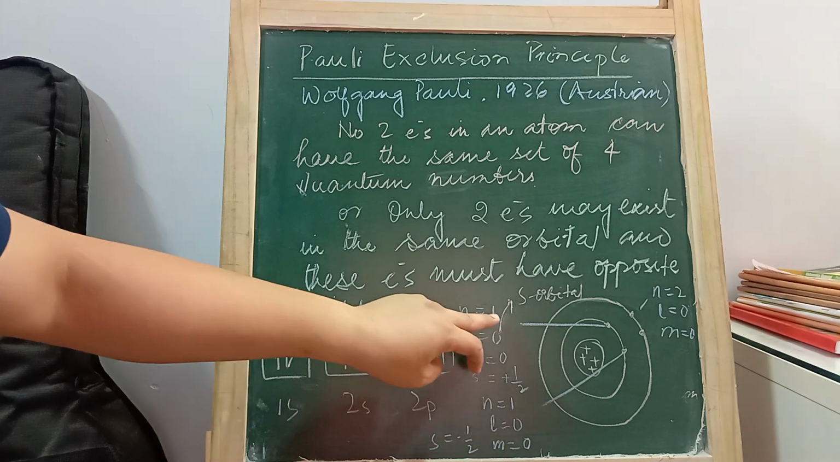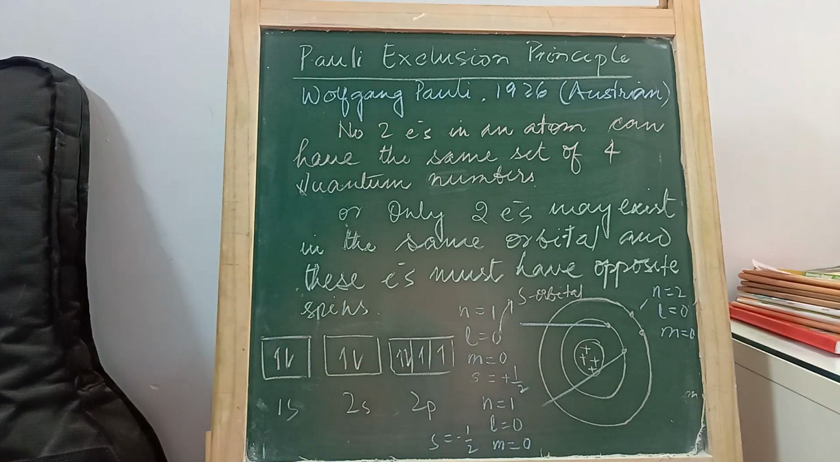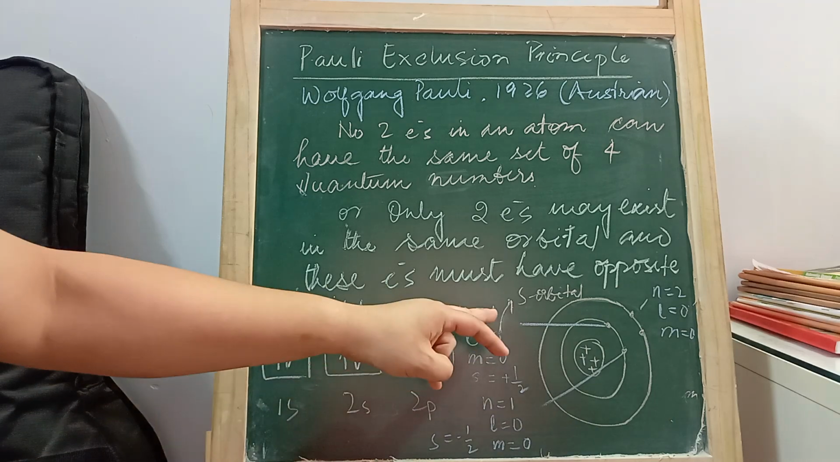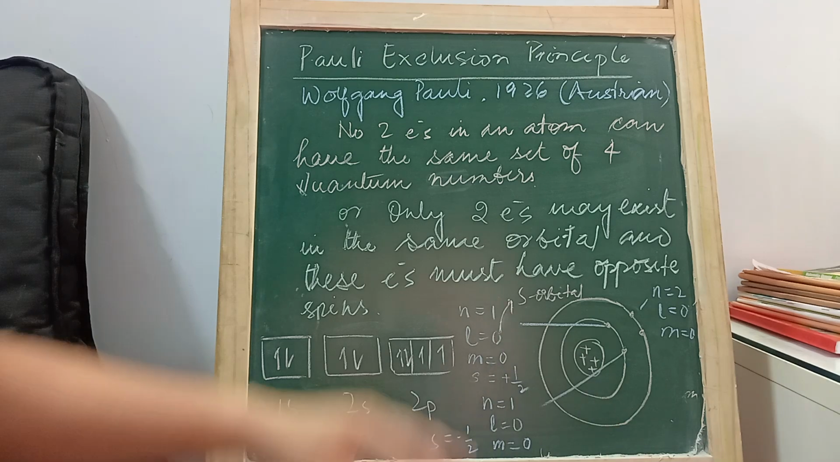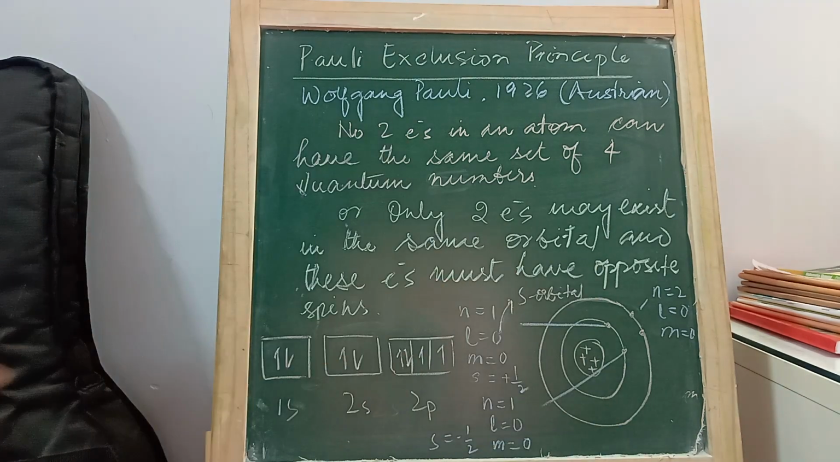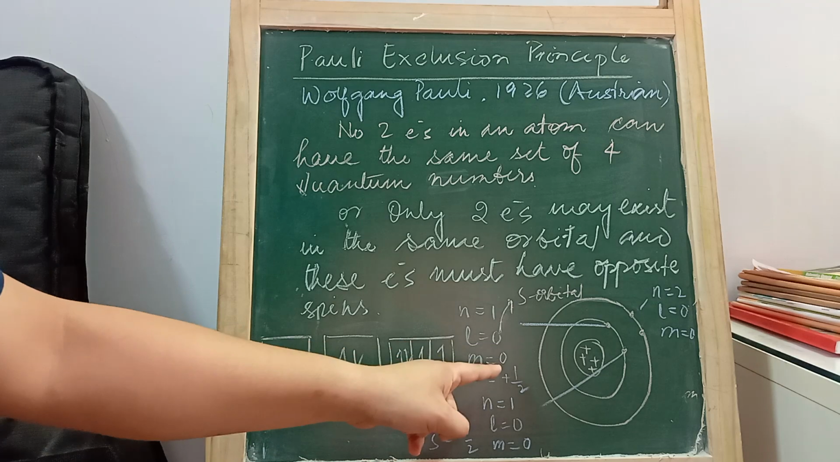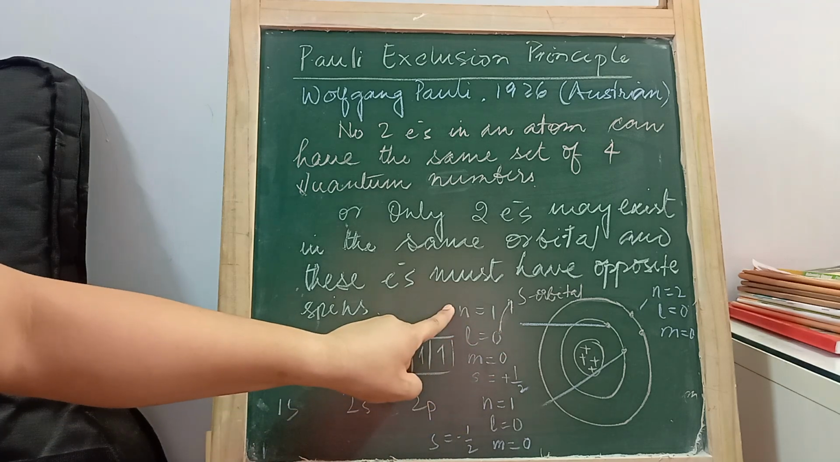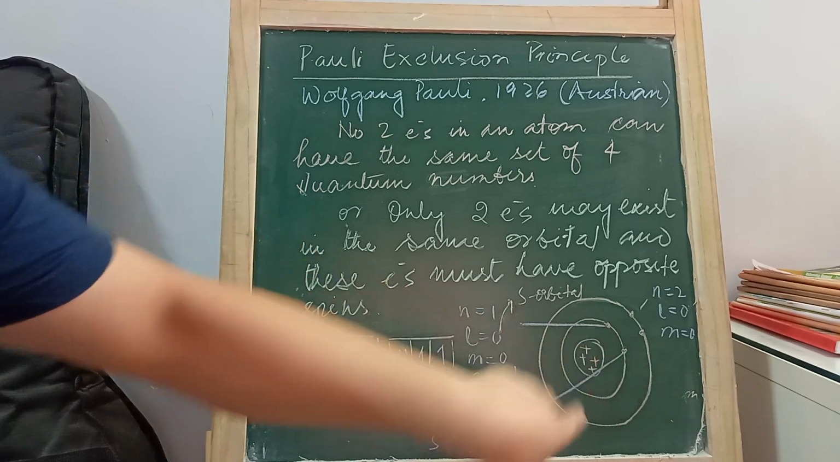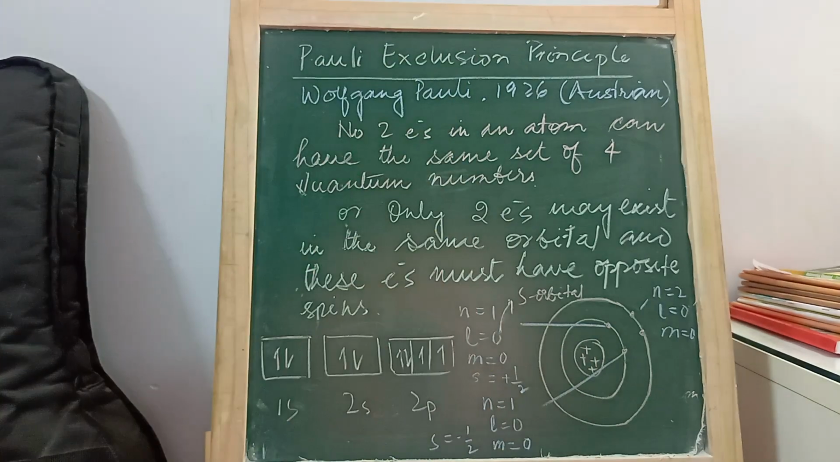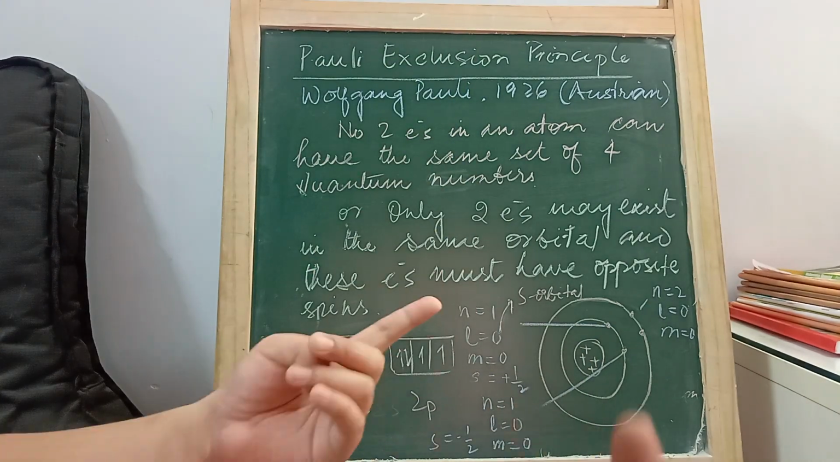Had it been n equal to 2, then there would be two possible values of l, 0 and 1. Had it been n equal to 3, there would be three possible values of l: 0, 1, and 2. But since n equals 1, there is only one possible value of l, and it will be 0. Where l equal to 0 means it is in an s orbital. So this electron is in an s orbital in the first shell, and its subshell notation will be 1s.